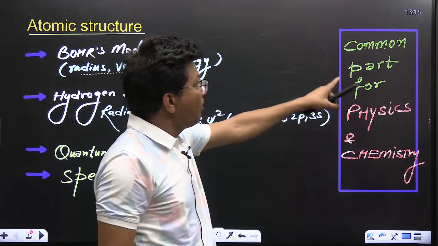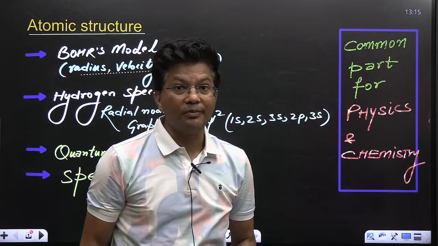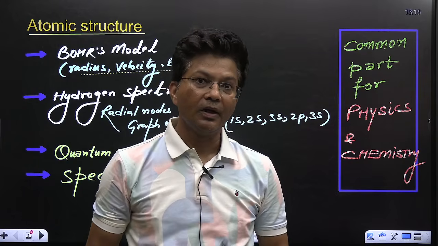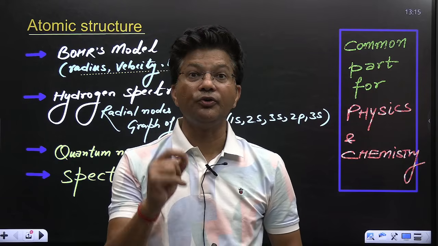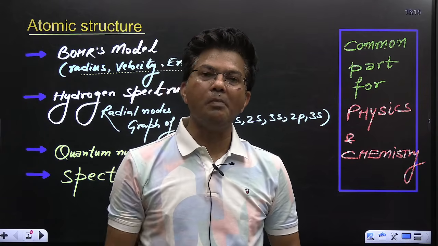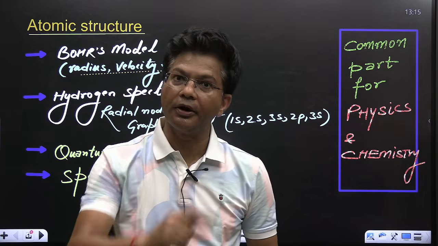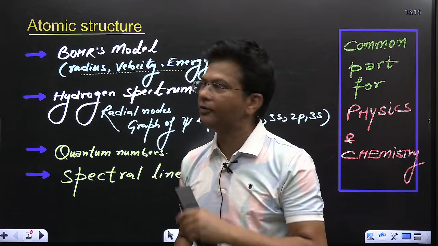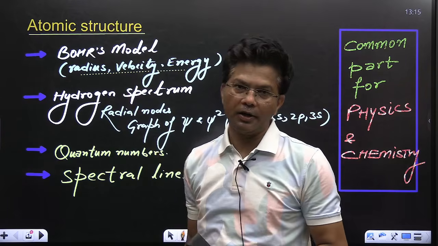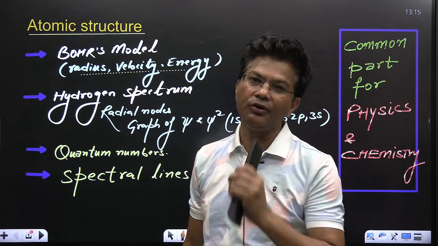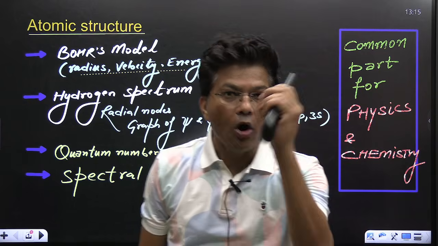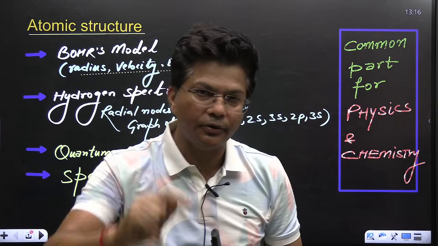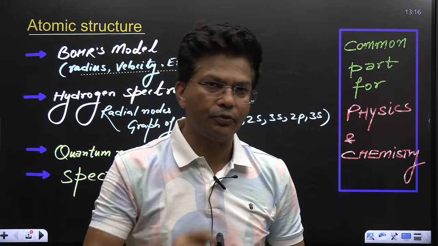Now you see, there is a common path for physics and chemistry. Modern physics, Bohr's theory, that is common, my dear students. If you do it in chemistry, you will get marks in physics as well. So what is required? Not the whole atomic structure. Let me tell you what is very, very important. Bohr's model. You should have very good command on Bohr's model, the orbits, and you should remember the energy of first, second, and third orbit. Remember that for hydrogen atom.